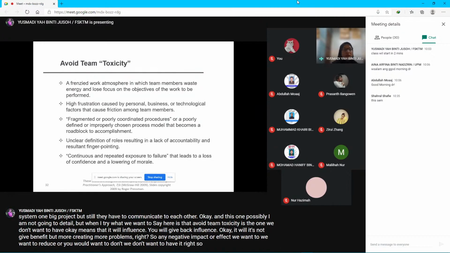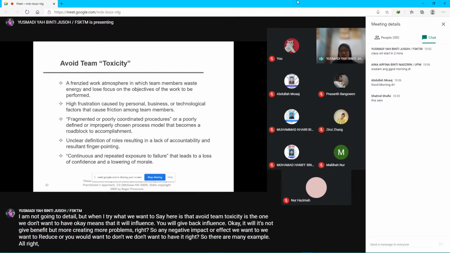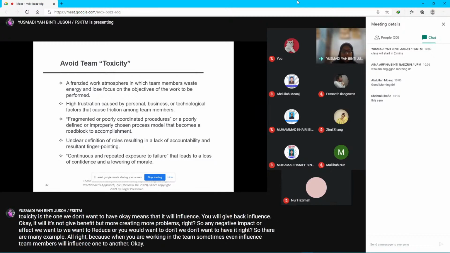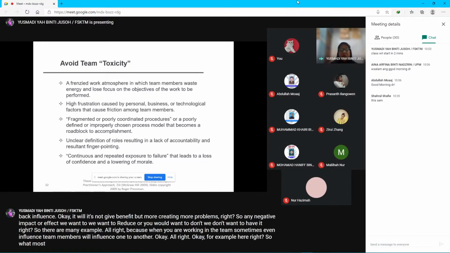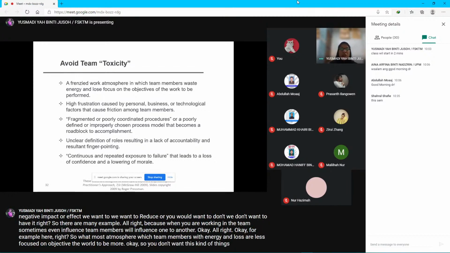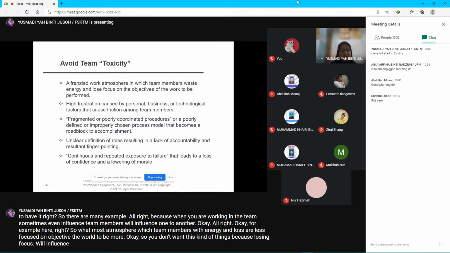There are many examples, all right? Because when you are working in a team, team members sometimes influence one another. For example, a work atmosphere in which team members waste energy and lose focus on the objective of the work to be performed. We don't want these kinds of things, because losing focus will influence job performance, right?